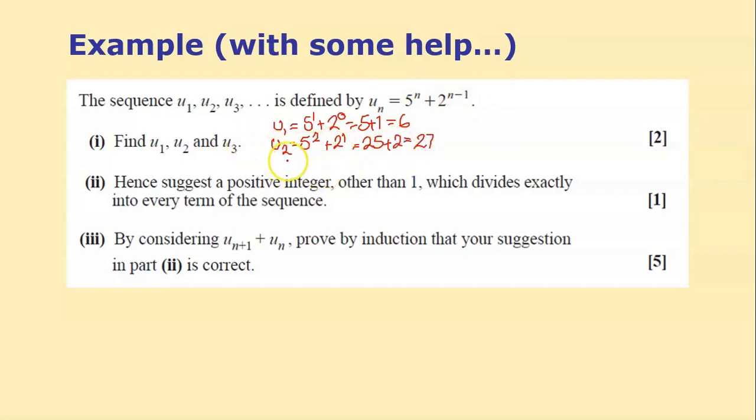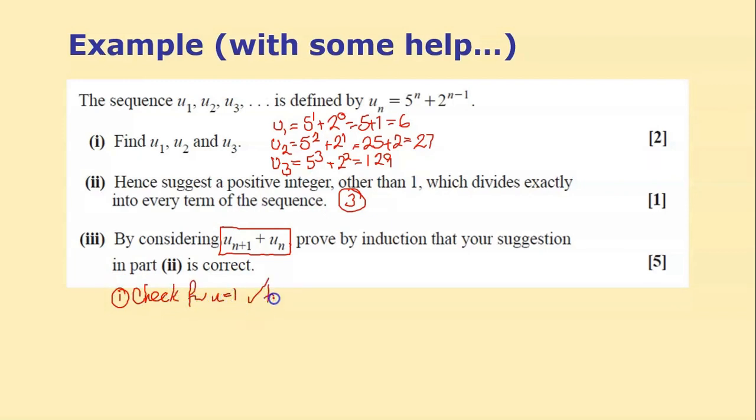Okay, so far, what's u3 as well? So that's 5 cubed plus 2 squared. 5 cubed is 125, so this must be 129. So hence suggest a positive integer other than 1 which divides exactly into each term of the sequence. Well, immediately I see 6 and 27, I'm thinking 3s. And looking at 129, I think 3 goes into it. So I think 3 is the magic number there. By considering u_(n+1) minus... Oh, look, this is the help bit. They're telling me to look at this. So, okay, I'll do exactly what they say. First of all, let's do my 4-step process. Step 1, check for n equals 1.